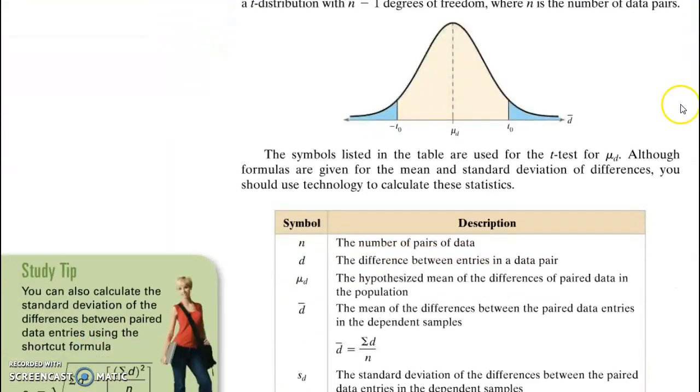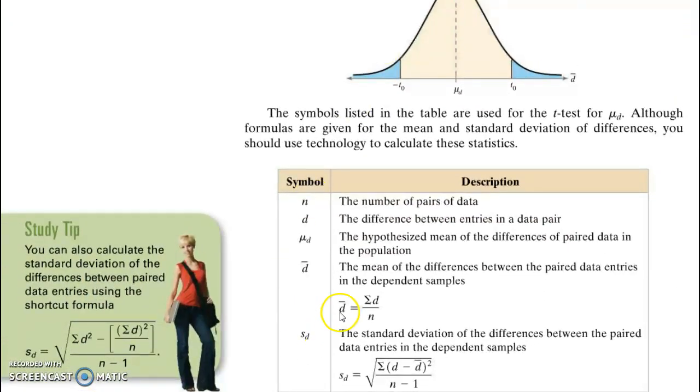So a couple of key things we'll have to calculate with these dependent samples is D bar and then SD. D bar is the mean of the difference between the paired data entries. So just how far apart, subtraction here, are those paired items? Add them all up, divide by how many there are, the mean. And then SD is the standard deviation of the differences between the paired data entries. So we're going to use that value then to perform this calculation. So let's jump into a problem and I'll show all that.